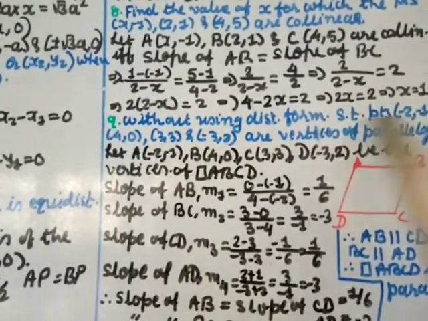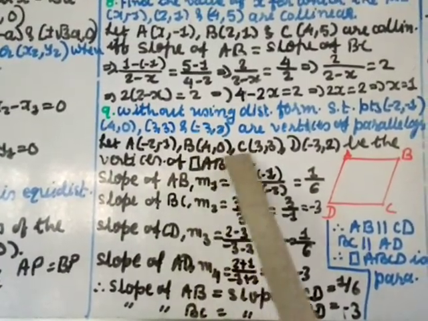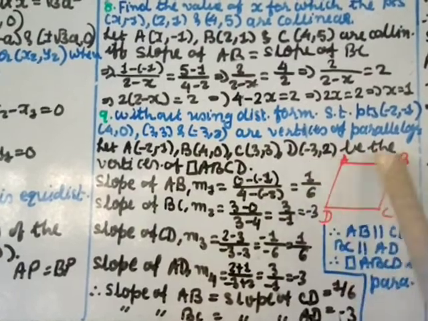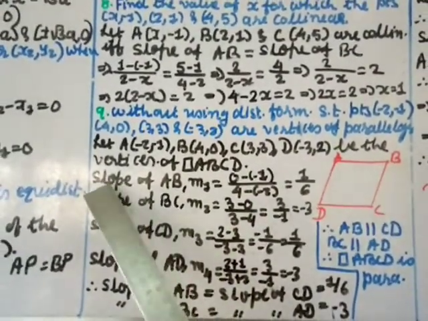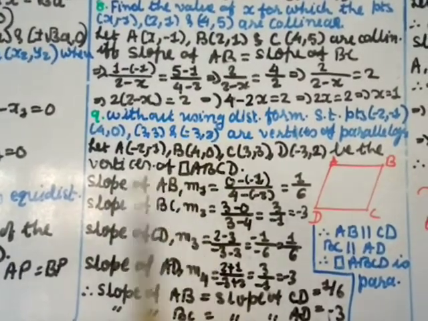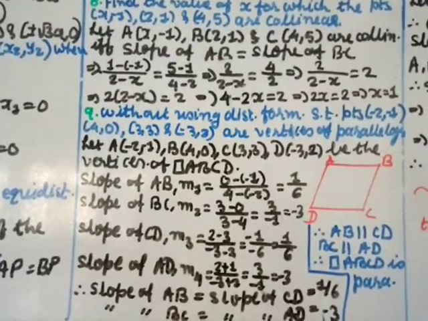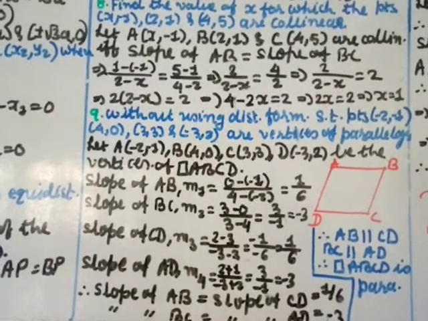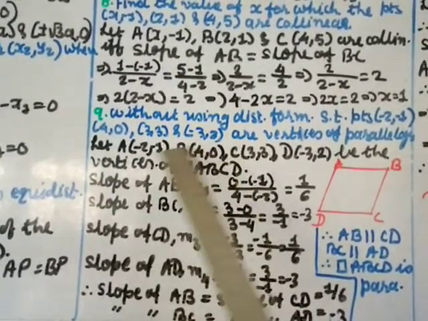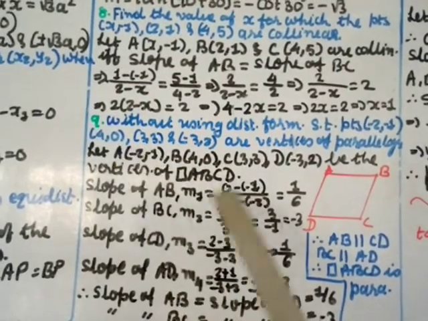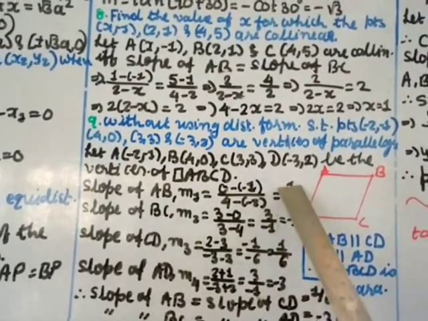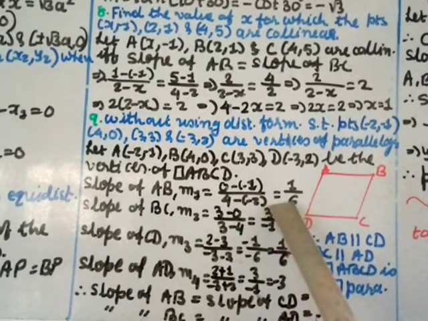Call these A, B, C and D. So I call A(-2, -1), B(4, 0), C(3, 3) and D(-3, 2) the vertices of quadrilateral ABCD. Here I have drawn it. Now let us find the slope of AB. You know the formula by heart now: y2 minus y1 divided by x2 minus x1. So I'll put directly (0 minus (-1)) divided by (4 minus (-2)), equal to 1 over 6, since minus minus is plus, and 4 plus 2 gives you 6.